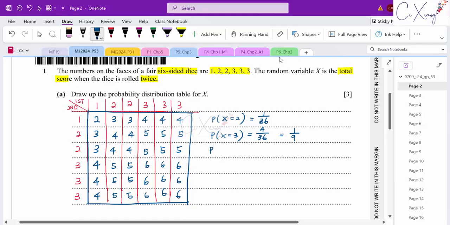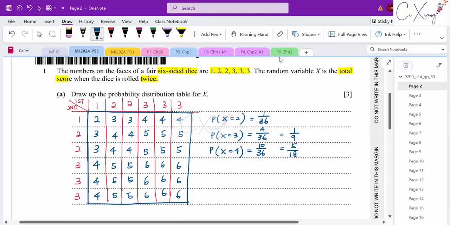Same thing happens for the next one, which is X equals 4. Okay, so you repeat the same process. You count how many 4s there are from the table. You can see that it is 10 over 36. Further simplify it, you will get 5 over 18.